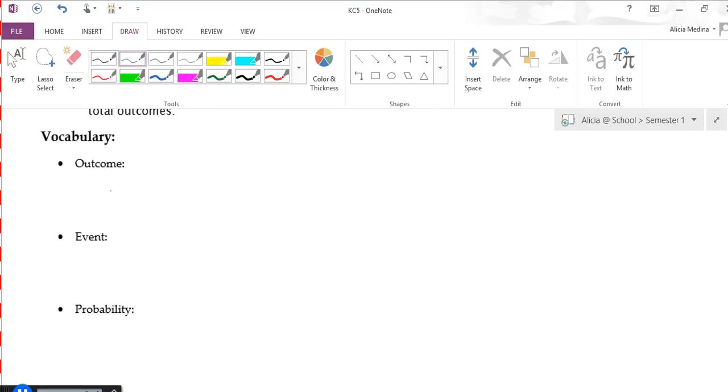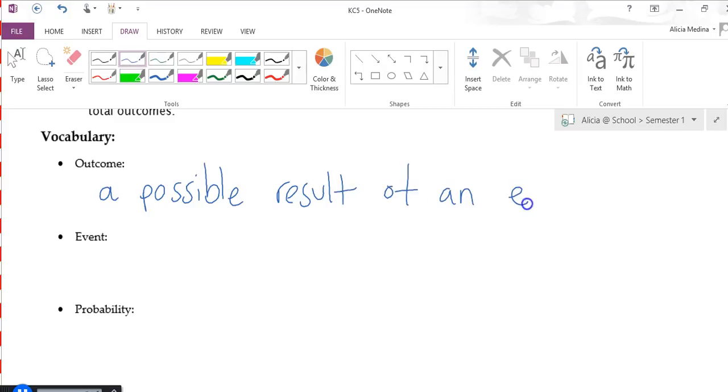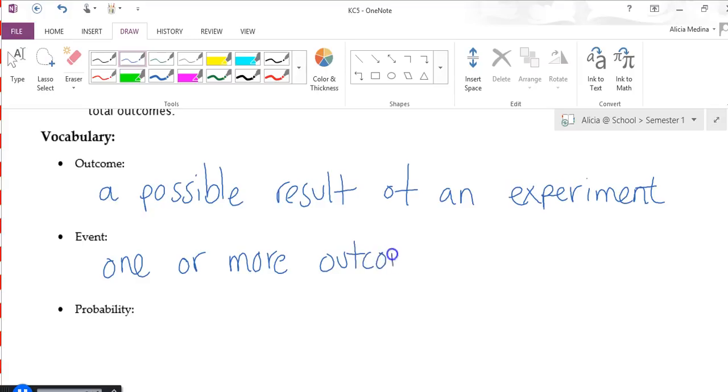So some vocabulary that we're going to see in this first section is, well, what does the word outcome mean? Outcome means a possible result of an experiment. Alright, what does an event mean? Event means one or more outcomes of an experiment. So sometimes you might have more than just one option.